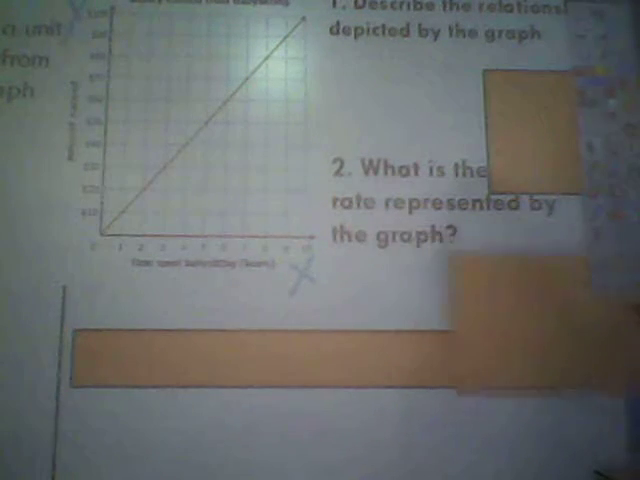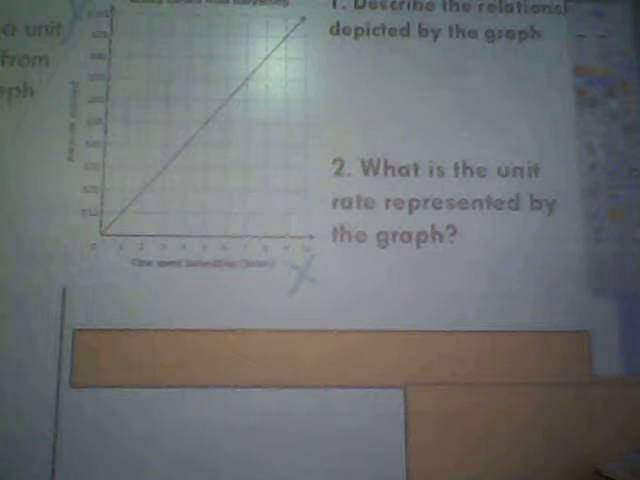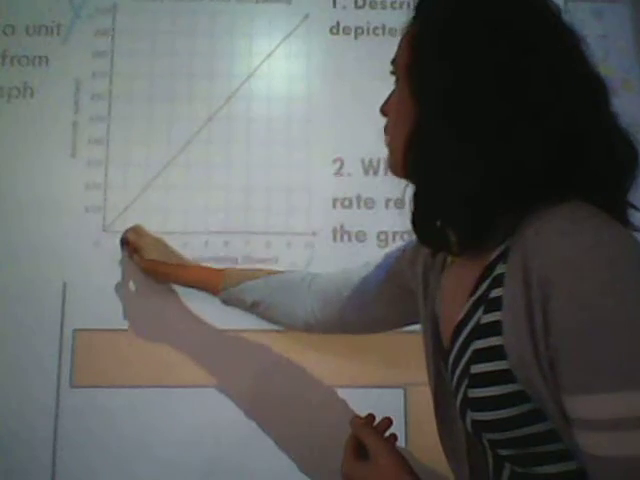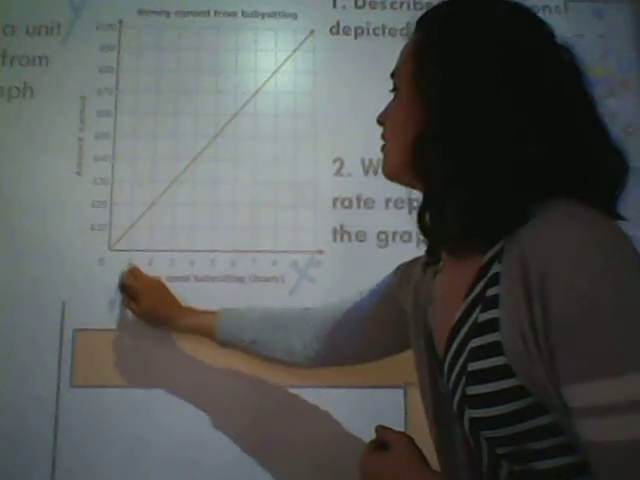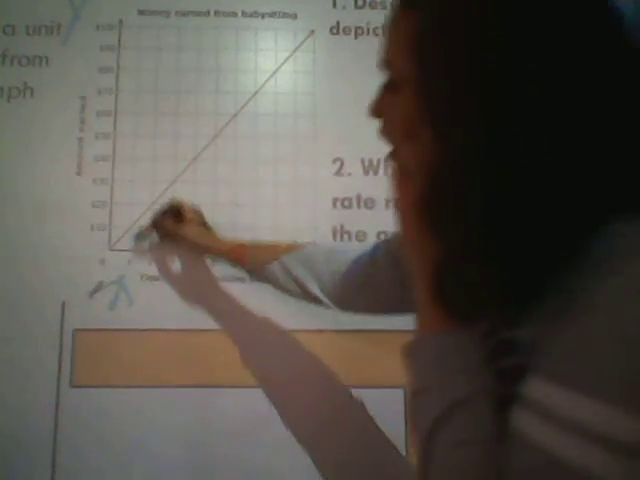Let's see here. What is the unit rate represented by the graph? So when I look for unit rate, I know that that means amount per one. And particularly in a graph, I'm looking for where x is 1. So x is 1 right up here. X is 1 right here. So let's see. It says I have $10 for every 1 hour.